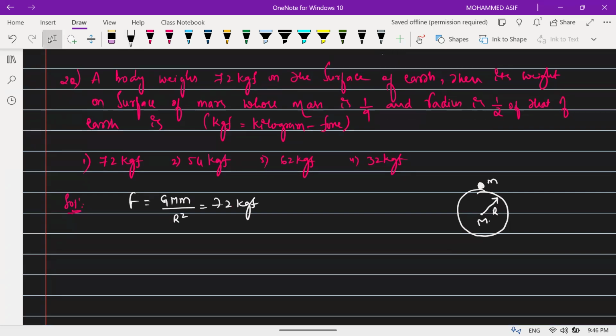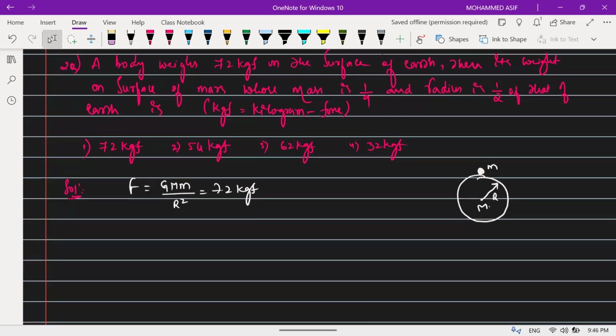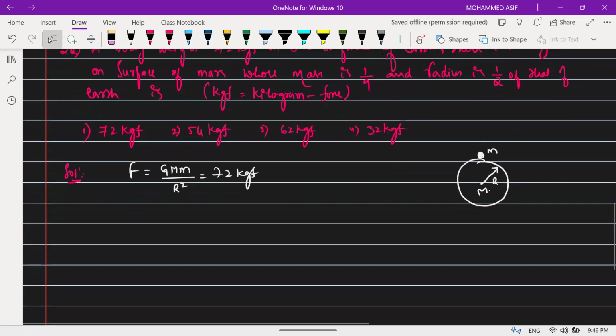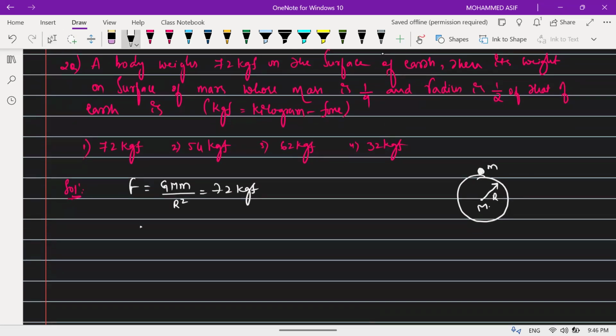Then its weight on the surface of Mars, whose mass is 1 by 9th and radius is 1 by 2 of that of the earth, is equal to how much? Okay. So force will be equal to how much, beta? Mg only. So this value will be equal to your mg. I can write force will be equal to mg. That will be equal to 72 kg force. Am I clear?